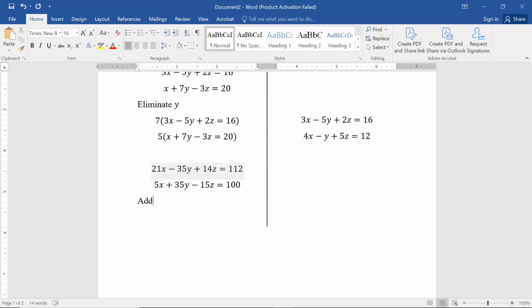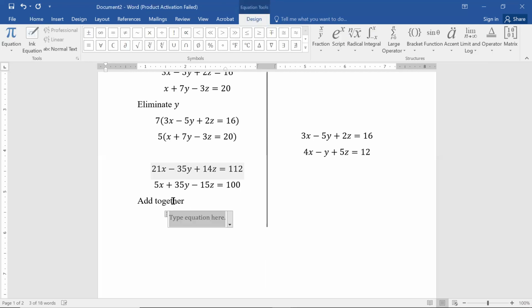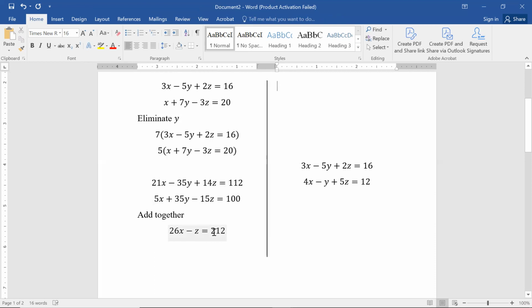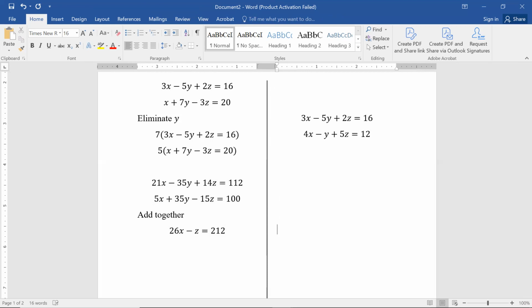Add these together. When we add these 2 together, we're going to get 26x minus 1z is equal to 212. Now that's one equation, or excuse me, that's one pair gave us that equation. My other pair is going to give us another equation.